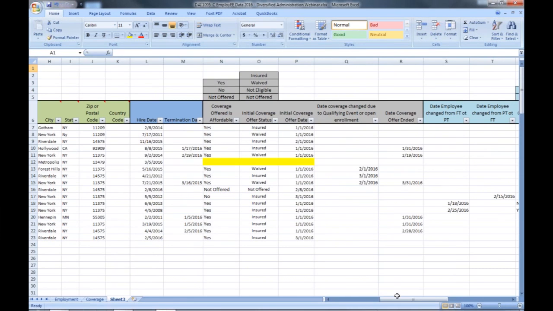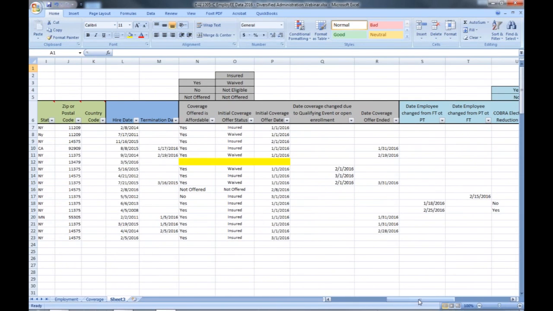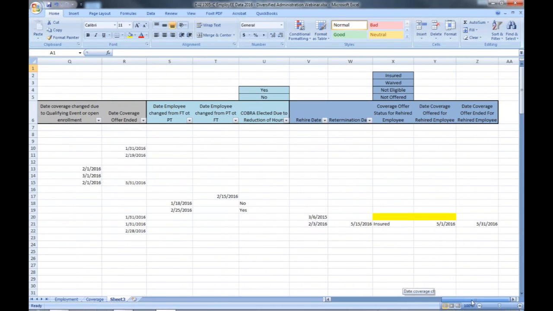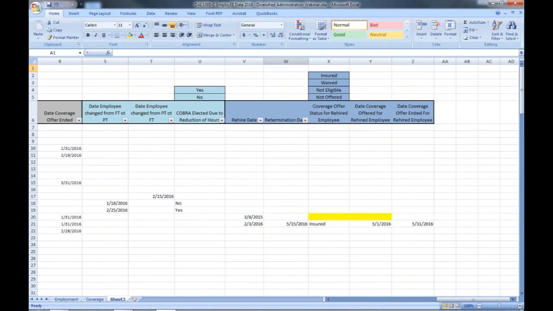If you have any employees who transfer from full-time to part-time, or vice versa, that can be entered into columns S, T, and U. If you rehired an employee who had been terminated earlier in the year, the information about their reemployment can be entered in columns V through Z. For employees who remained employed as full-time employees the entire time they were employed and who are not rehired after termination, columns S through Z will be blank.